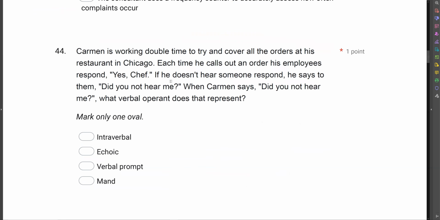44, Carmen is working double time to try and cover all the orders at his restaurant in Chicago. Each time he calls out an order, his employees respond, yes, chef. If he doesn't hear someone respond, he says to them, did you not hear me? When Carmen says, did you not hear me? What verbal operant does that represent?